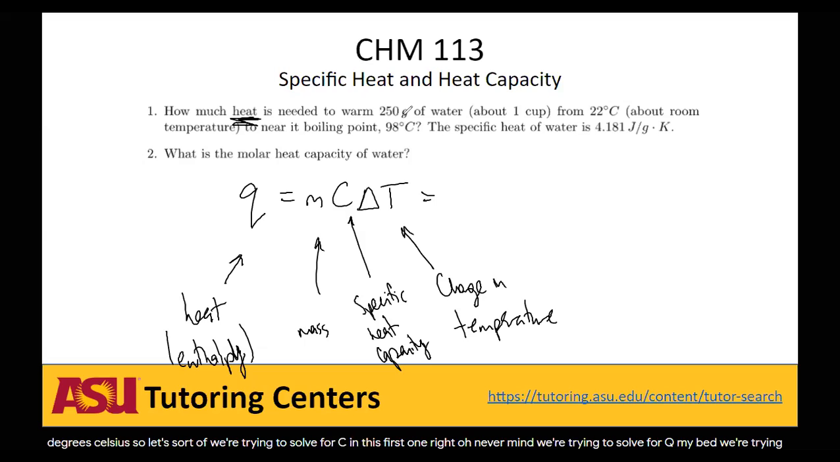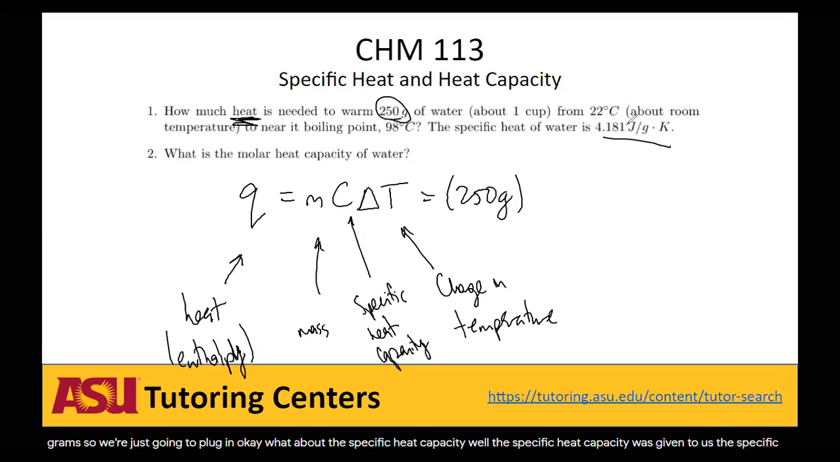Do we know the mass? Well, yes, it's 250 grams, so we're just going to plug in 250 g. What about the specific heat capacity? Well, the specific heat capacity was given to us. The specific heat of water is 4.181 joules per gram Kelvin. That's an important number to know. You don't necessarily need to know it to the thousandth decimal place, but it is an important value to know. So that's 4.181 joules per gram times Kelvin.